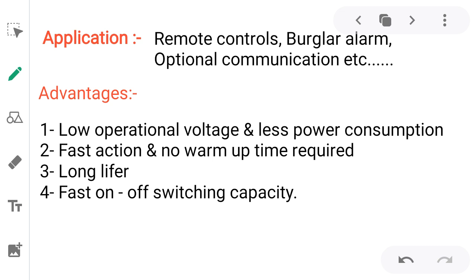Third point, long life. As we know, the threshold voltage is very high. It indicates it does not get easily damaged. For that reason, it has a long lifetime. Fourth point, fast on and off switching capacity. When we switch on, some red color is blinking, meaning one LED is fitted. When we switch off, that red light is off, meaning it has the capacity of switching on and off spontaneously.